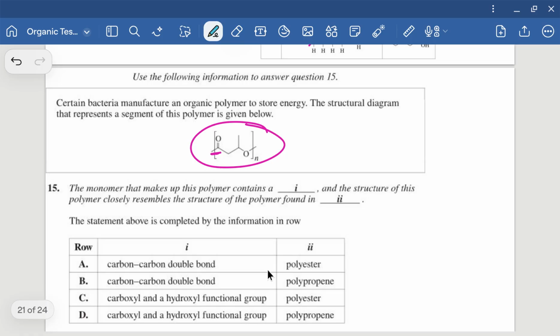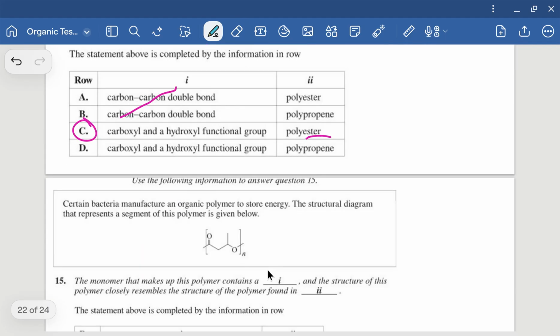So here, the monomer that can make up this polymer contains A. So I probably would not go with the first bit because it doesn't look like an addition reaction. And if we keep going, the structure of the polymer closely resembles the polymer found in. And then I would say this looks more like an ester than just a chain. So I think C is the best answer, but I definitely thought about this one for a while and drew out a few pictures just to double check. And I think C fits it the best, and C was the answer.